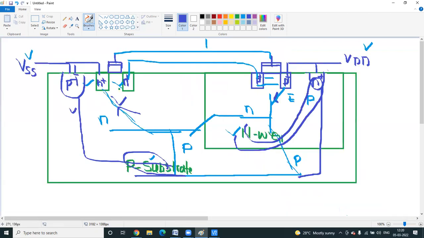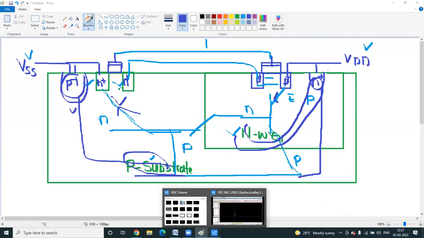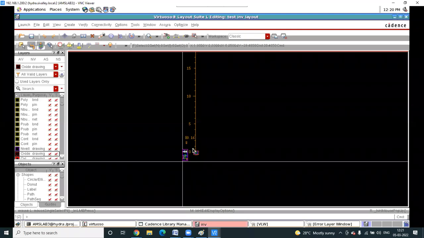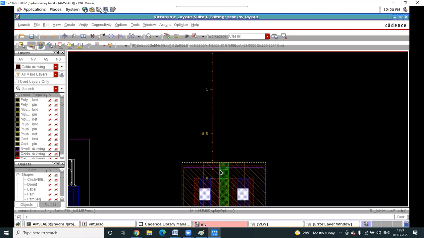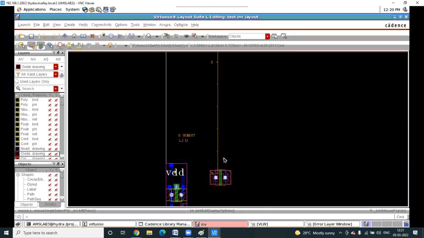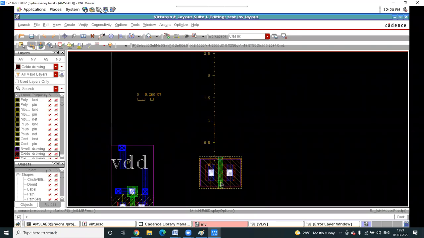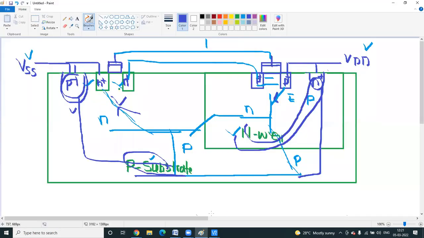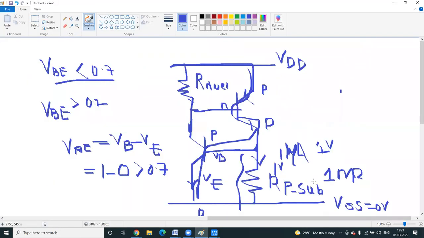Now if you add the tap, if you see the layout also, the doping concentration is high. How will you understand it is having more number of contacts? And the implant is also there. You are writing P plus or N plus, that is doping concentration high. So if doping concentration is high, what will happen? The resistance of this will be reduced. So instead of 1 mega ohm, let us assume some parallel resistance, so the resistance will be reduced.